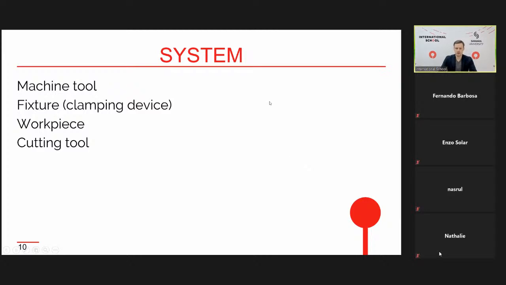And now I'm going to talk about the technological system, to explain what parts of the system are required to make some part for the engine or for the rocket. We need four main parts. They are the machine tool, the fixture or clamping device, the workpiece to make the final part, and also the cutting tool for removing layers of material from the workpiece. So these are the four parts of the cutting system.